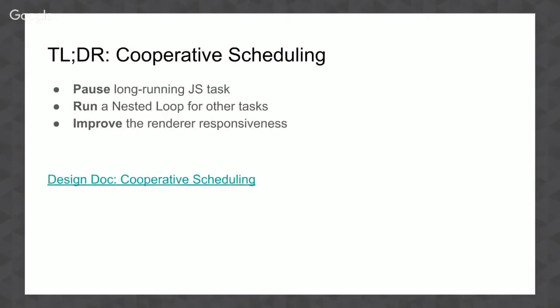That is an effort to improve the renderer responsiveness by pausing a long-running JS task and running the nested message loop for other high-priority tasks.